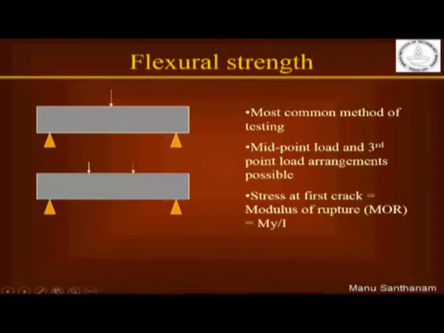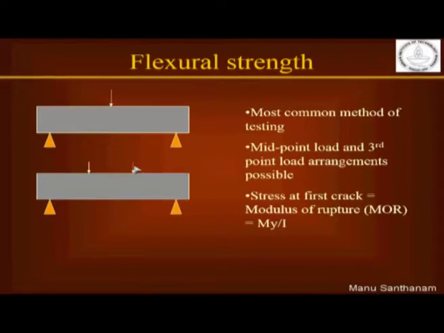The third point loading arrangement is when you have your loads at exactly L by 3 from the span. So L is the span, so L by 3 from the support you have the load, and here also L by 3 from the support you have one more load. Okay, so that is your third point arrangement.